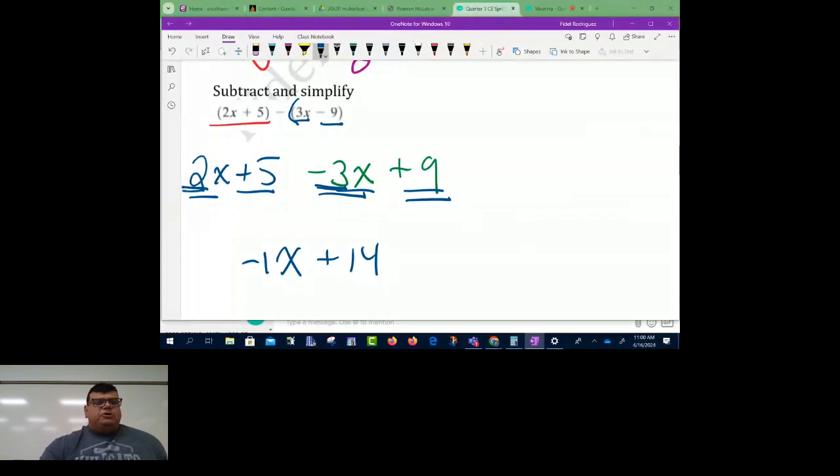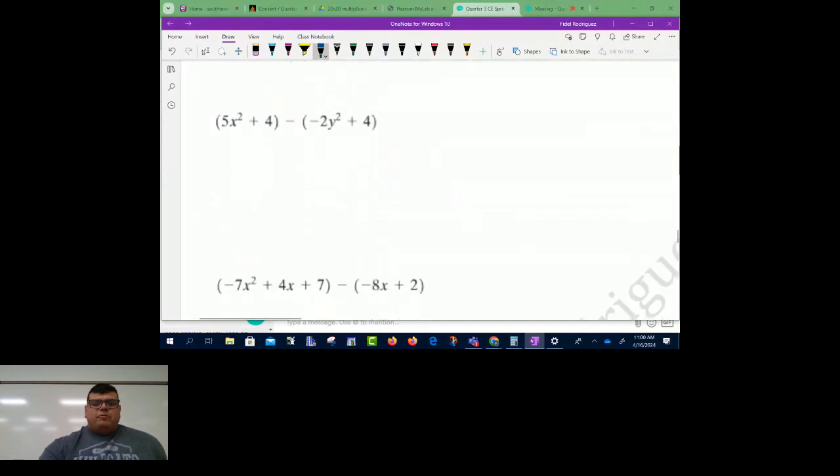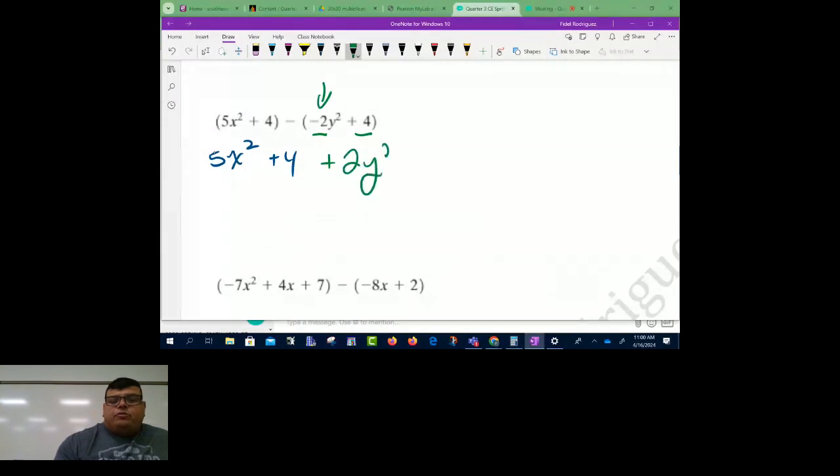All right, let me try another one like that, y'all, just again to make sure that we're good with these things. So remember, the first part stays the same: 5x squared plus 4. Now, inside the parentheses, y'all, those signs are going to change. Notice right here, that is a negative 2y squared. I'm going to write a positive 2y squared. That is a positive 4. Y'all, I'm going to write a minus 4.